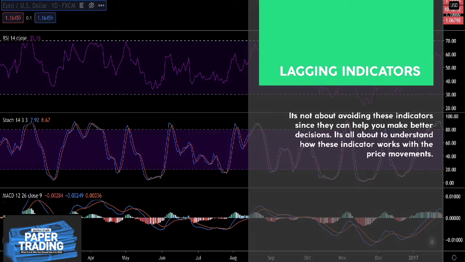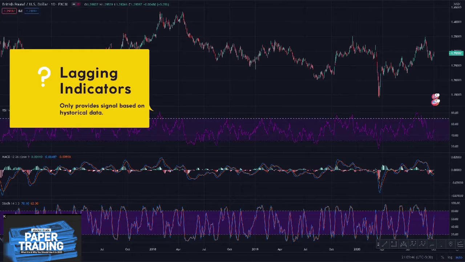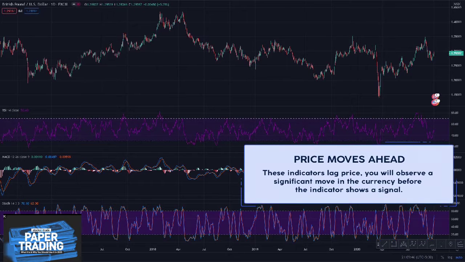Don't get me wrong, I am not saying to avoid using lagging indicators since they can help you make better decisions. I am saying that you have to understand how they work. And if you're confused, just remember that lagging indicators can only provide signals based on historical data. Since these indicators lag price, you will observe a significant move in the currency before the indicator shows a signal.